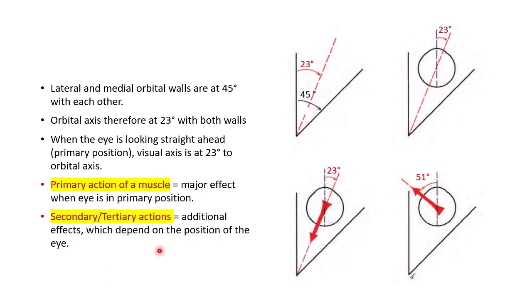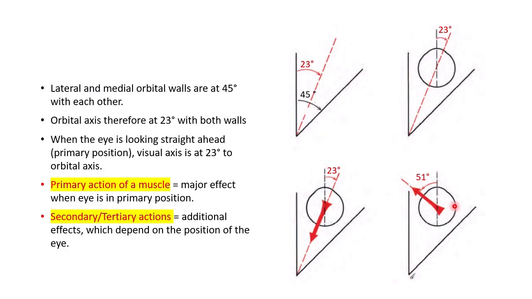Secondary actions or tertiary actions are additional effects of a muscle which depend on the position of the eye. For example, here the eye is in primary position. This is the line of pull of the superior rectus muscle. The eye is in primary position, looking straight ahead. This is the superior rectus muscle. So the primary action of a muscle, that is the superior rectus, in the primary position is elevation. We will see that in the subsequent slides.